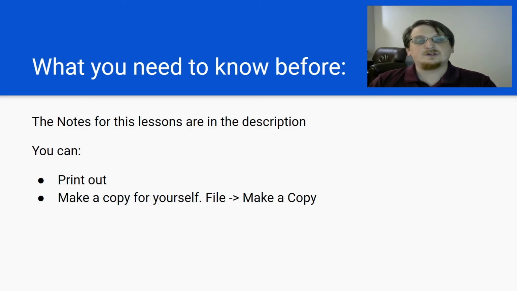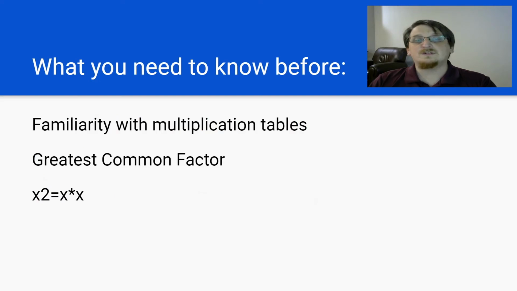Let's quickly go over what you need to be familiar with before we start this lesson. You will need to be innately familiar with your multiplication tables because we will be finding the greatest common factor. If you forgot what greatest common factor is, I'll be giving you a refresher in a minute. The last thing is a reminder that x squared is simply just x times x. This will be very important when it comes to grouping with polynomials.